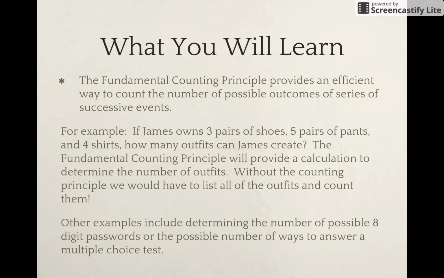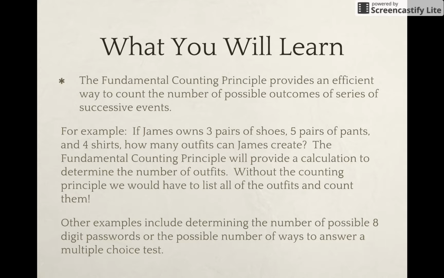So, for example, if James owns 3 pairs of shoes, 5 pairs of pants, and 4 shirts, and he wants to create an outfit consisting of a pair of shoes, a pair of pants, and a shirt, the fundamental counting principle is going to provide us a way to consider the way James could string those shoes, pants, and shirts together.